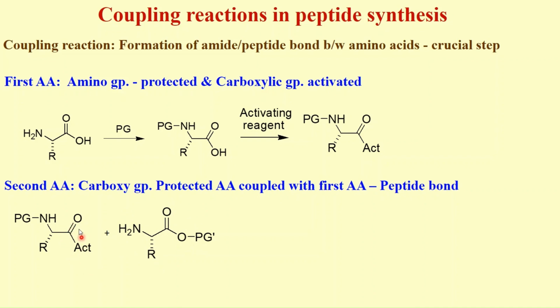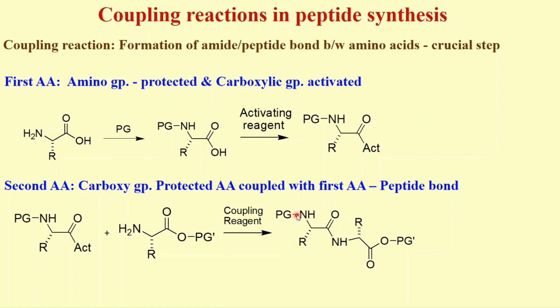I have taken the amino protected carboxy activated amino acid and treat it with the carboxy protected amino acid. Here the carboxy group of this amino acid is activated. The amino group is free in this amino acid and the carboxy group is protected. That's why I am blocking the reactivity of the carboxylic acid of the second amino acid, activating the carboxy group of the first amino acid and blocking the amino group of the first amino acid. Now the reaction can occur. The NH2 lone pair of electrons attacks the carbonyl carbon and the peptide bond can be formed.